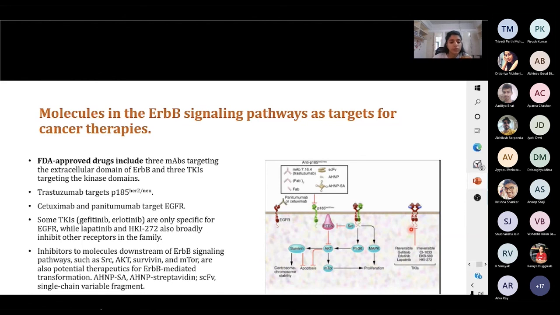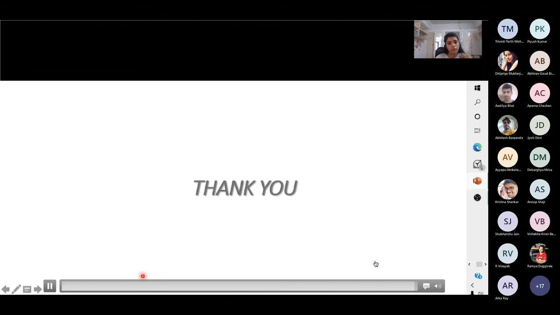Inhibitors to molecules downstream of ERBB signaling pathways, such as SRC, AKT, Survivin, or mTOR, are also potential therapeutics for these signaling pathways, and EGF can also play a major role as a potential therapeutic in the upcoming time. So this was all about me, and thank you.